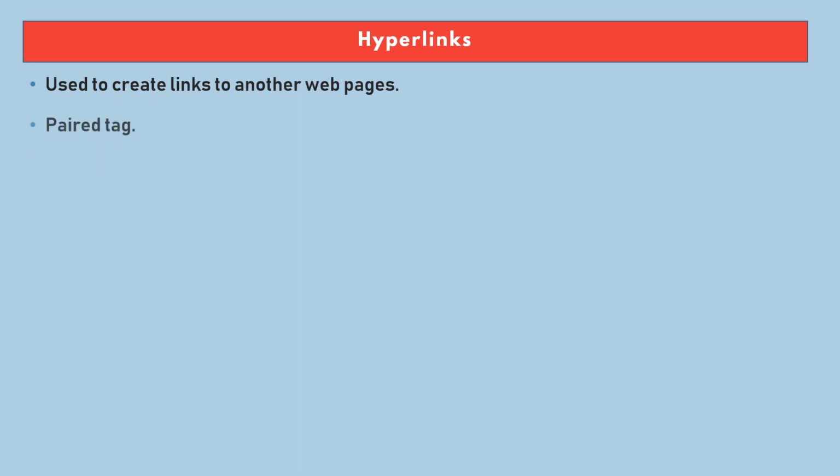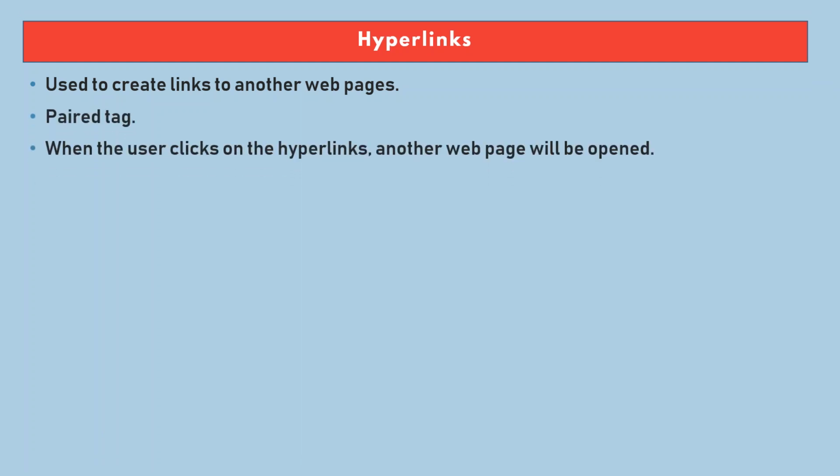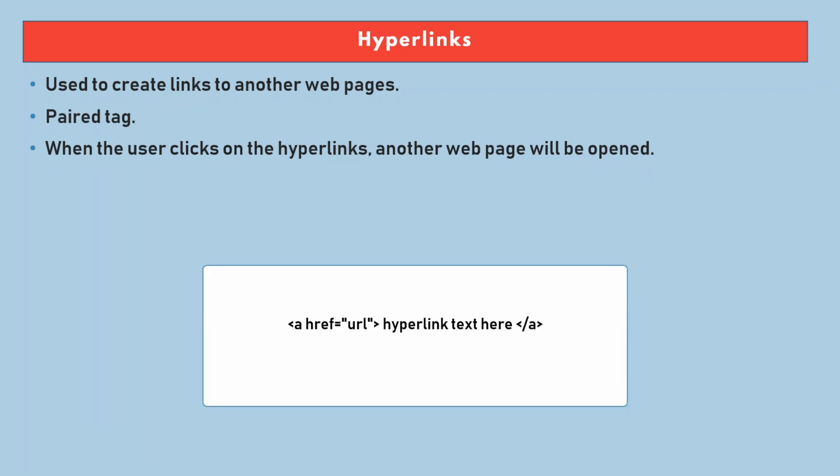By using the a tag. The a tag is used to create a hyperlink from one page to another page, to another file, or to another website also. When the user clicks on the hyperlink, the specified URL will be opened. We have to use the a tag, a for anchor tag. We have to provide the a tag beginning and the a tag ending.